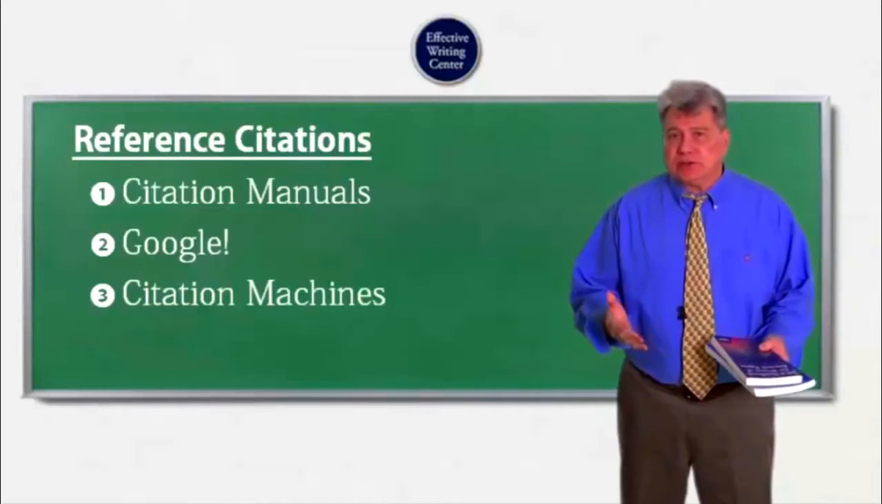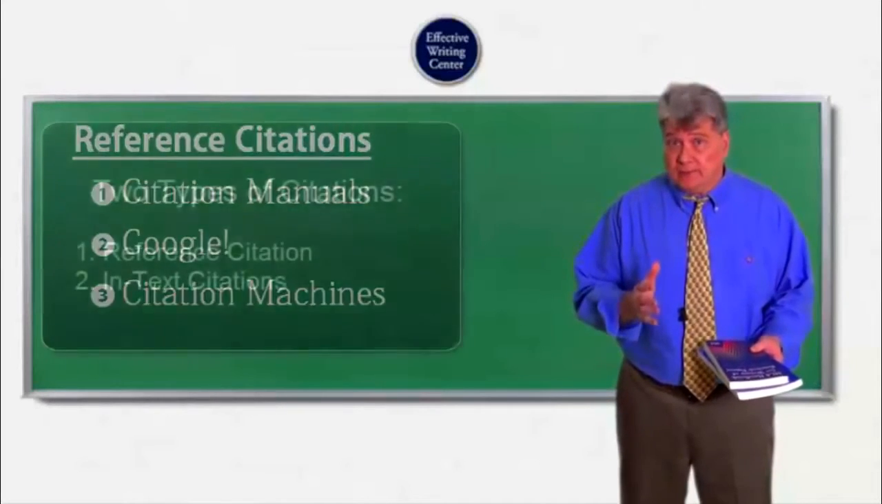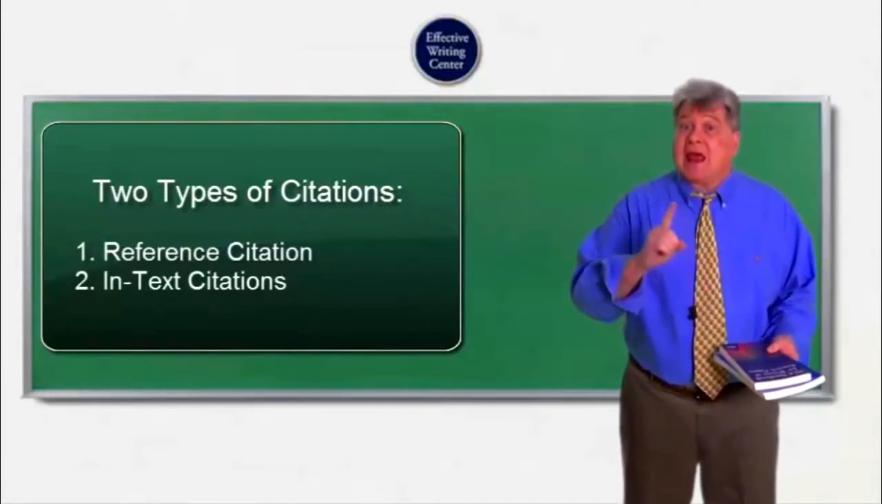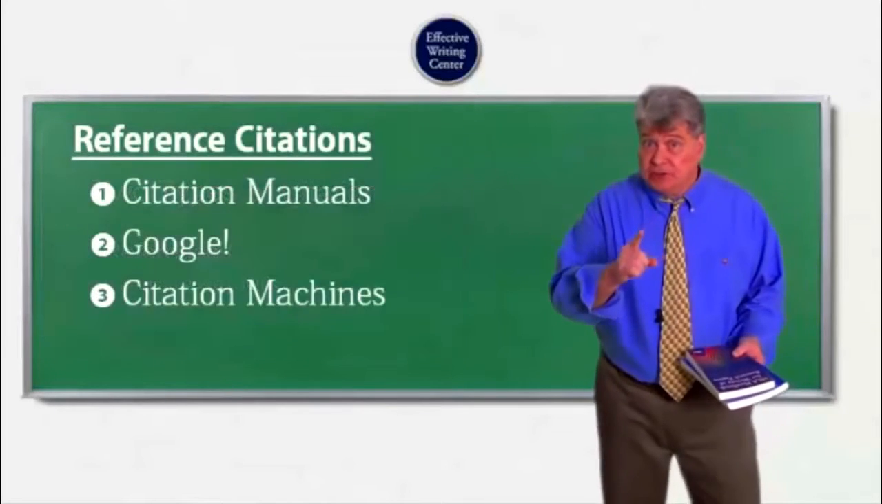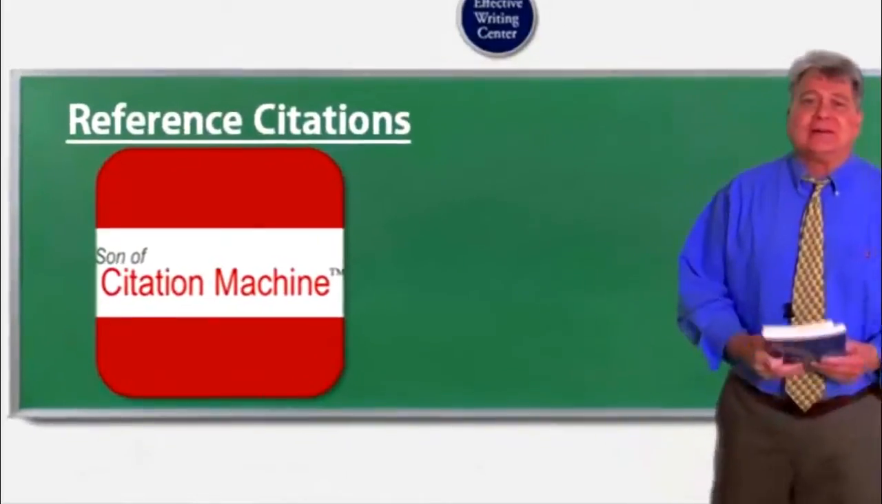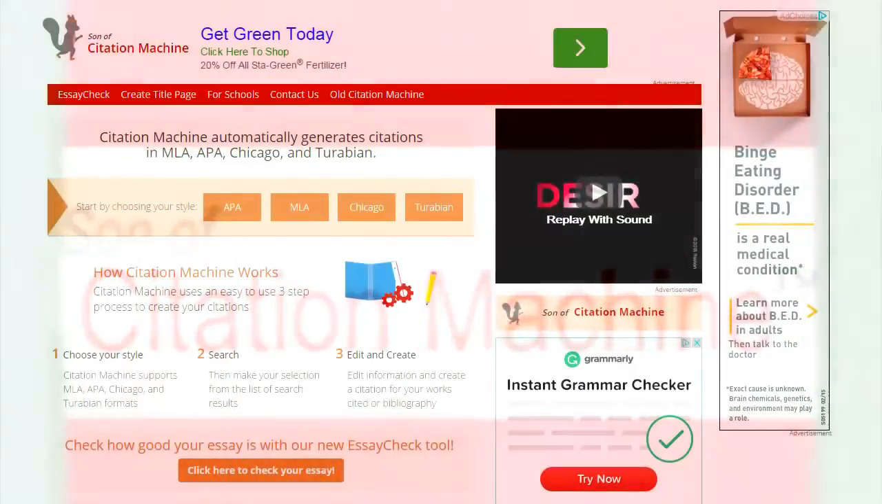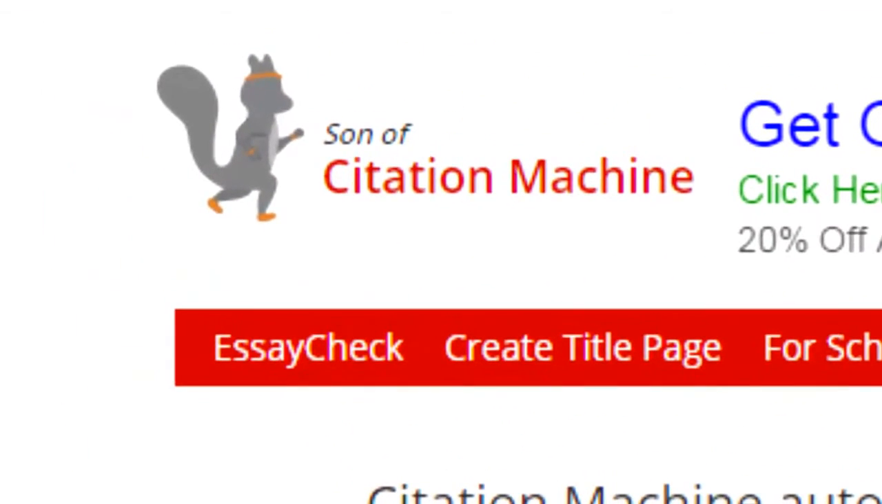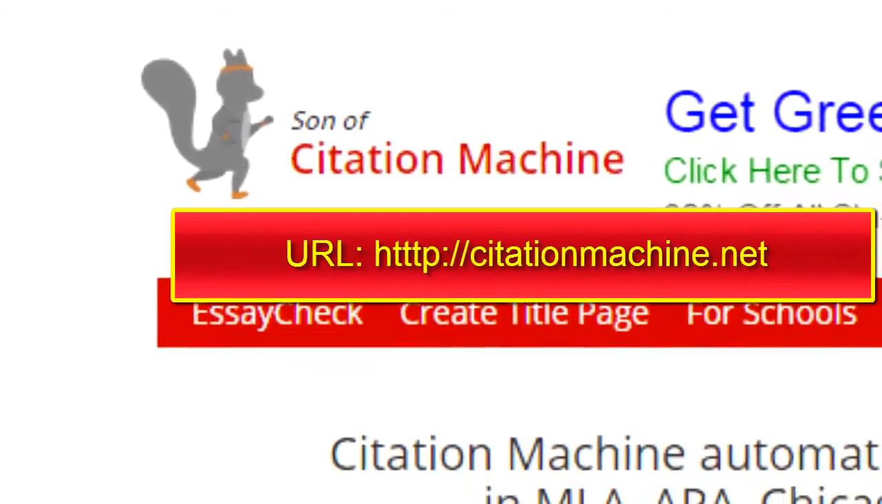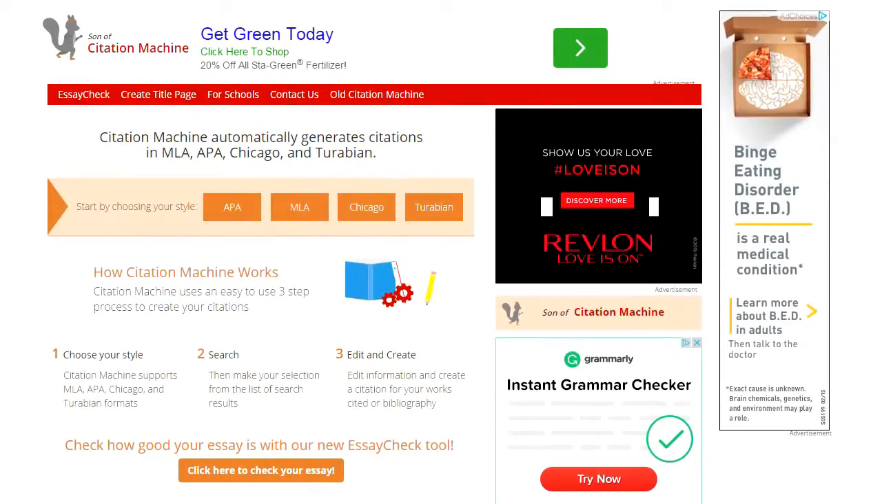Now, which citation machine should you use? There are a lot of good ones out there. But there's only one that gives you both the reference citation and the in-text citation. And that machine is the Citation Machine. And that's what this video is going to be all about. This is a brief tutorial on the Son of Citation Machine, sometimes called simply Citation Machine. Its URL is citationmachine.net. It is the first and most widely used citation machine on the Internet. Here's how to use it for APA citations.